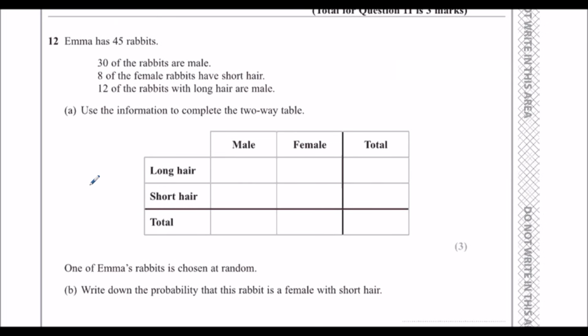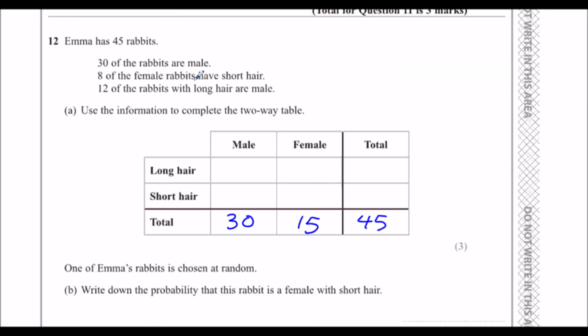Question 12. Emma has 45 rabbits. 30 of the rabbits are male. 8 of the female rabbits have short hair. 12 of the rabbits with long hair are male. Use the information to complete the two-way table. So we're just going to fill out the two-way table, and hopefully we've got enough information to fill it out. So Emma has 45 rabbits. That's the total. 30 of the rabbits are male, so the total male is 30. And we could even fill out the total female here. There's 45 of them, 30 male, so 15 must be female.